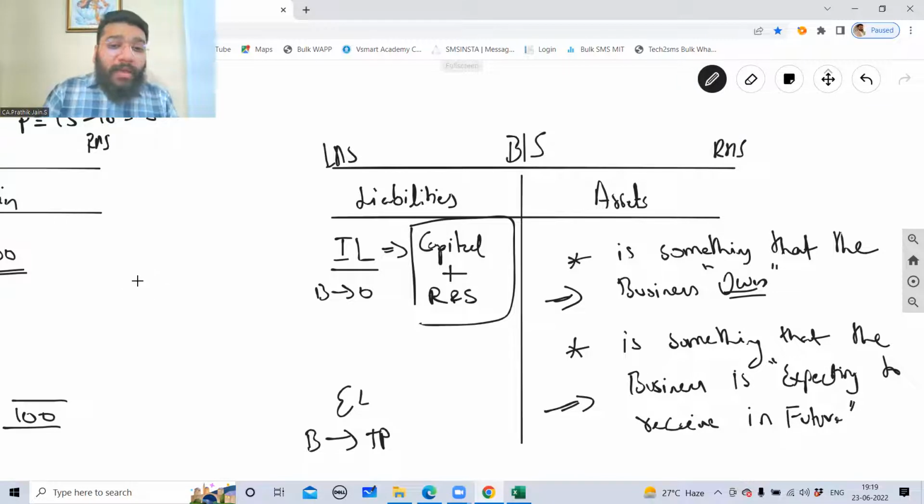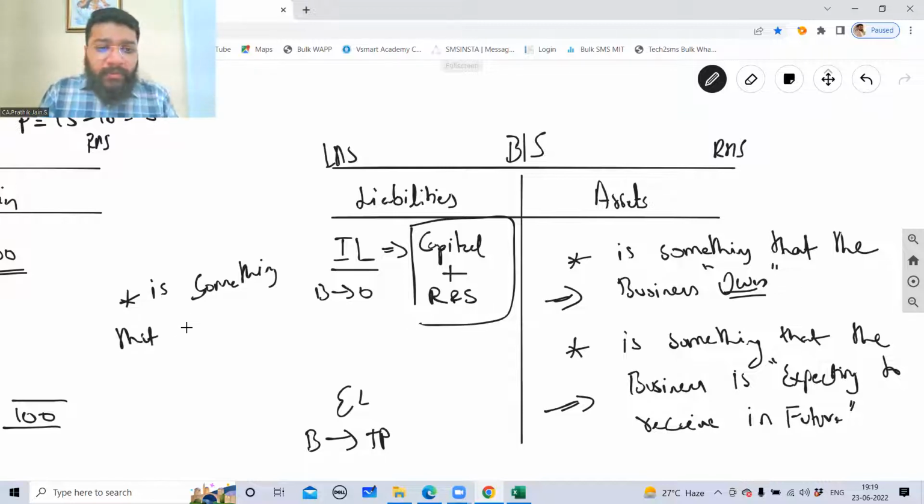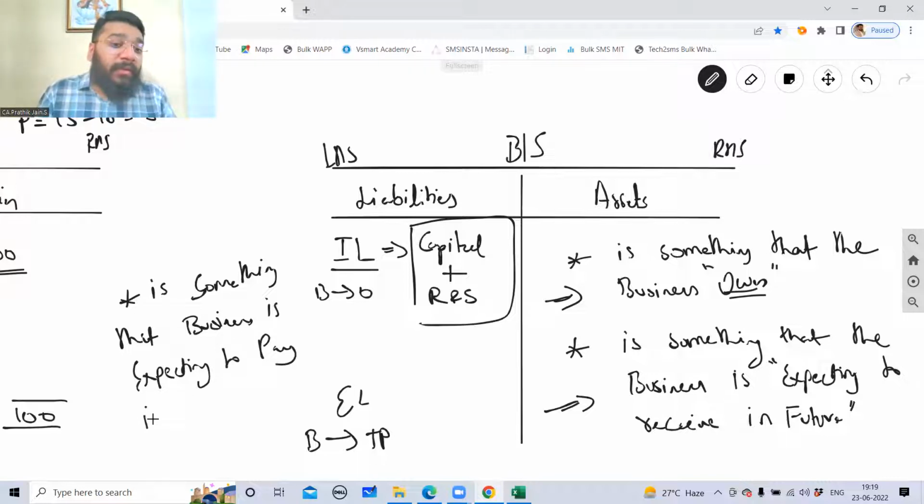What is the meaning of liability? Liability, in simple language, is something that the business is expecting to pay in future. Yeah. Liability is something that the business is expecting to pay in future. Any problem here? No problem. Okay.